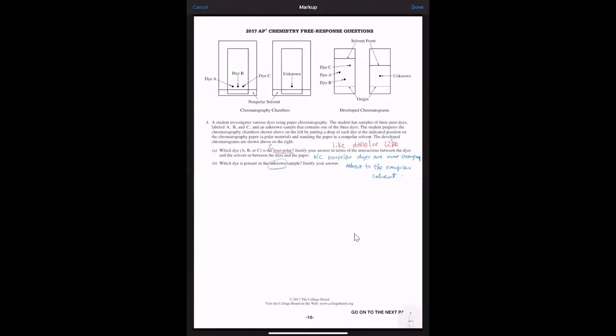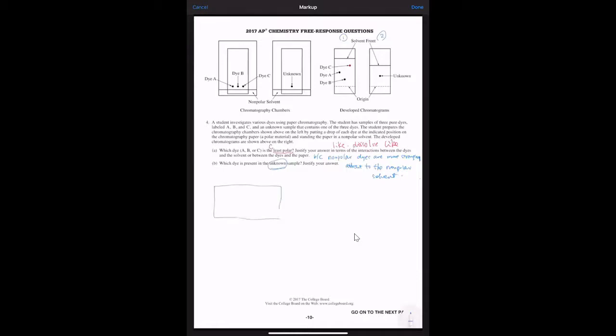For the next question, which dye is present in the unknown sample? Typically this is the purpose of paper chromatographic analysis, to find out the unknown. If you check the standards and the unknown, it looks like they were developed in different trials because they have different solvent fronts. However, this is a non-typical experiment.